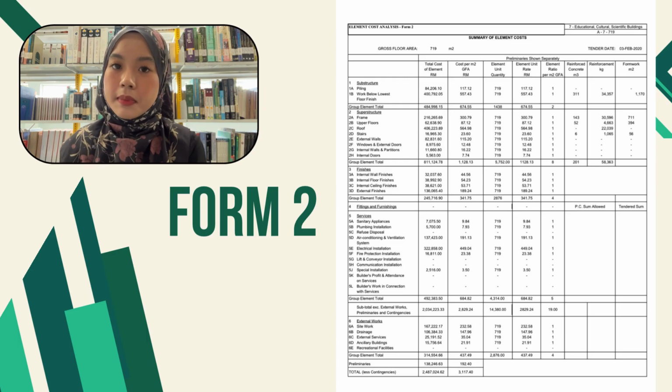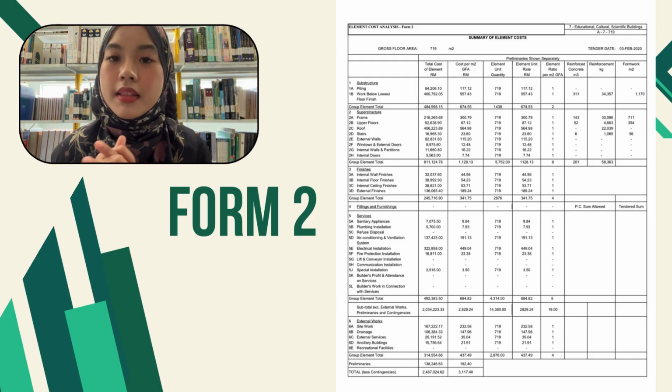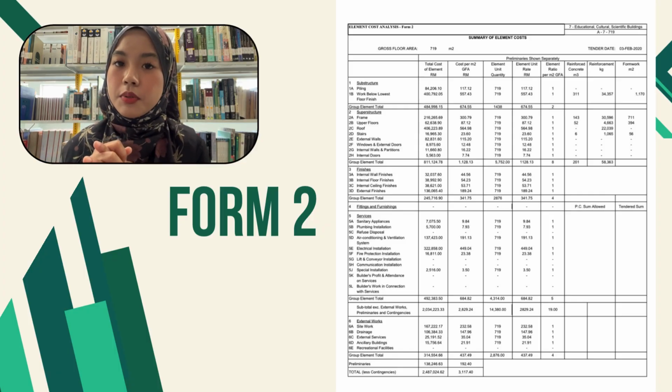Today I will be explaining the Form 2. Form 2 is a cost summary sheet that presents the elemental breakdown of a construction project.